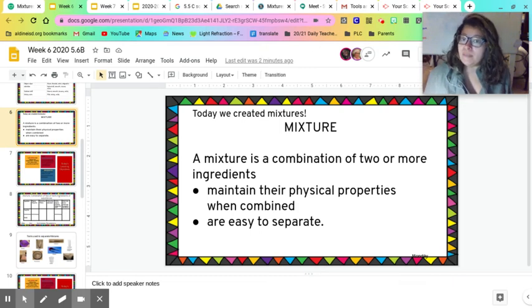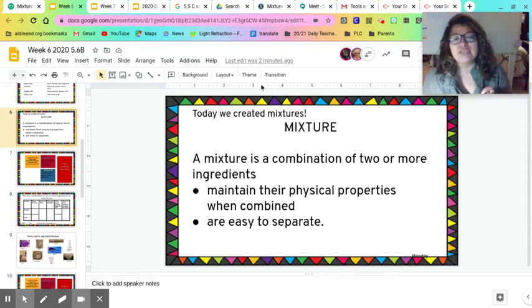Remember, a mixture is a combination of two or more ingredients that maintain their physical properties when combined and are easy to separate. So yesterday's example was a fruit salad. We know that it's a mixture because it had two or more ingredients. They maintain their physical properties, so they didn't go from a solid to a liquid. They stay solids, and they're easy to separate. So I can pick apart my ingredients from my mixture.